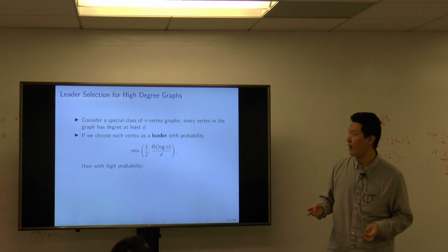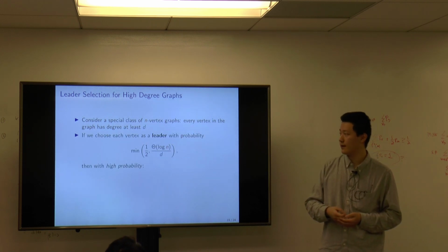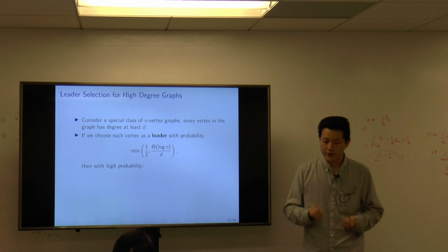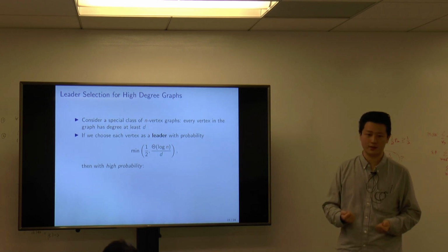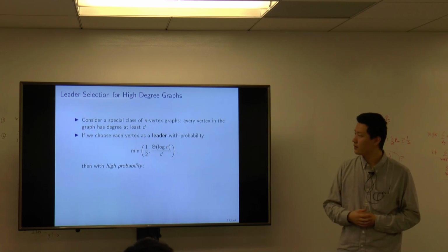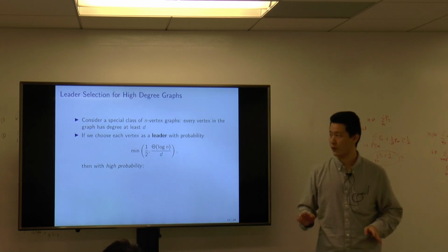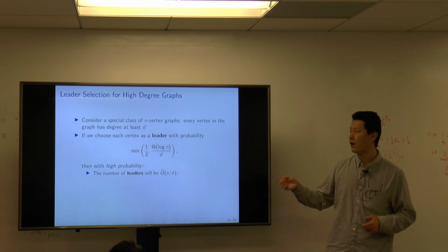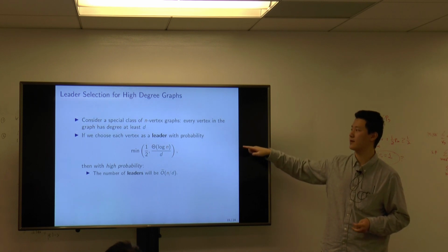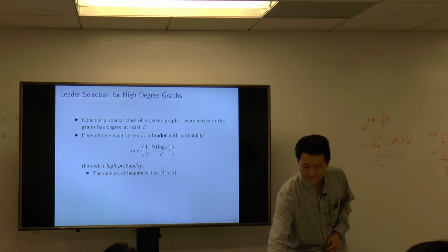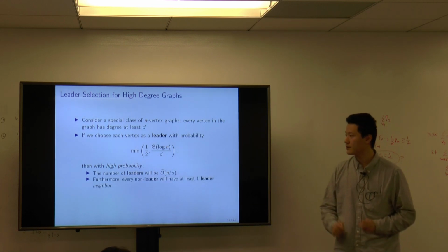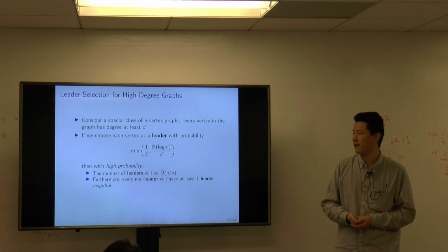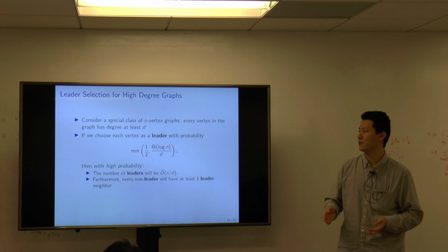So for a high degree graph, which has the vertices each with degree at least d, if we choose each vertex as a leader with probability log n over d, then with high probability, good things will happen. The first one is that the number of leaders will be about n over d, because you choose each vertex as a leader with probability log n over d. And furthermore, each non-leader vertex will have at least one leader neighbor. This is because of the Chernoff bound, and you can union bound over all the vertices.